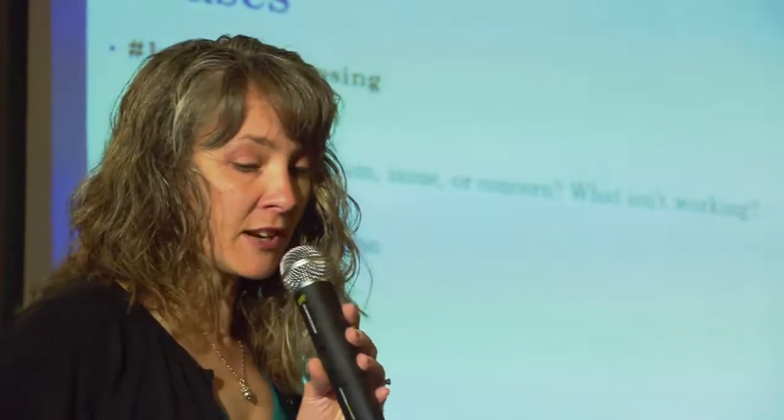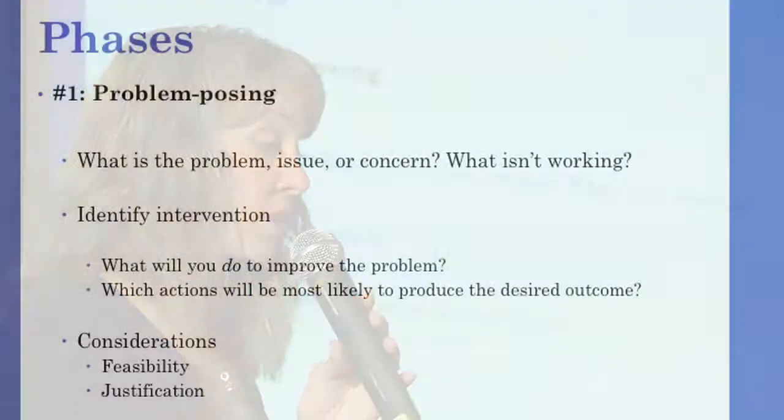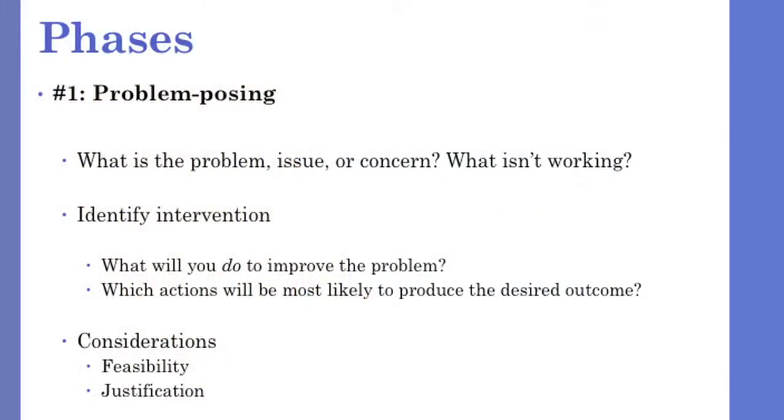So next you want to identify your intervention. In other words, what will you do to improve or change the problem? And this would be that second column in the example I gave you from that program. Which actions would be most likely to produce the desired outcomes?